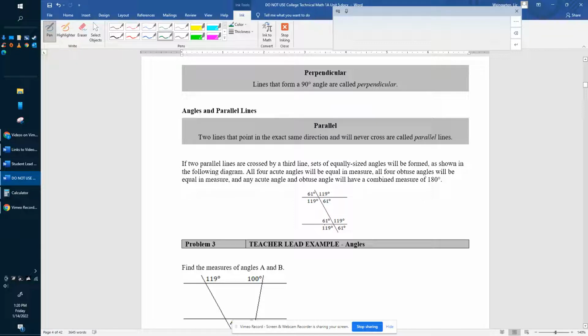Opposites on the transversal are equal. So you can see the 61 degrees is equal to 61 degrees down here. 119 degrees is equal to the 119 degrees right here. And we can see again that the opposite angles are equal, just like we just figured out.